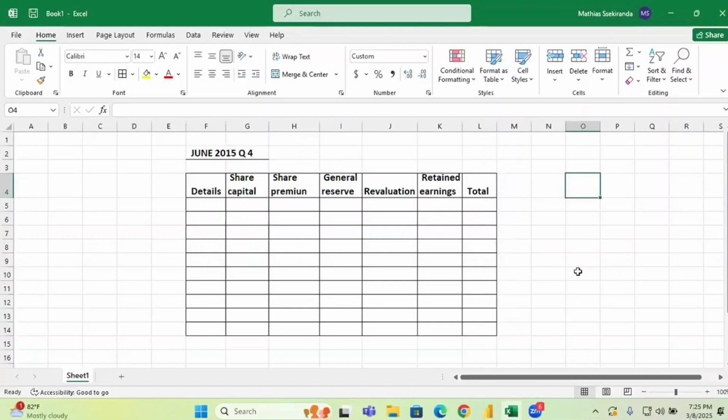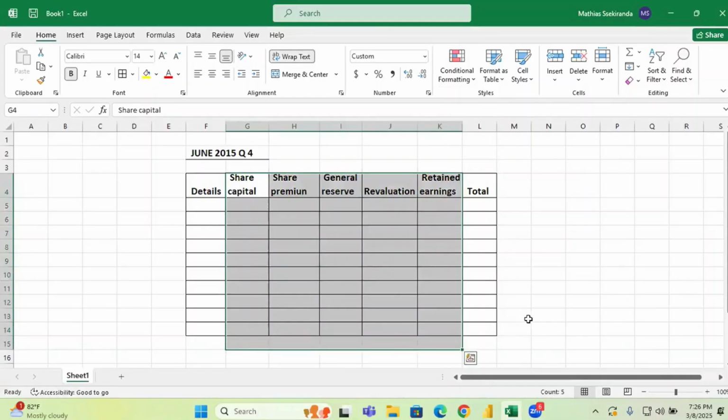But all in all, we should know that this is a statement that shows the movement of the entity's equity over time. And we deal with institutional capital or equity. The number of columns will be equivalent to the number of components of equity that you have in the question.